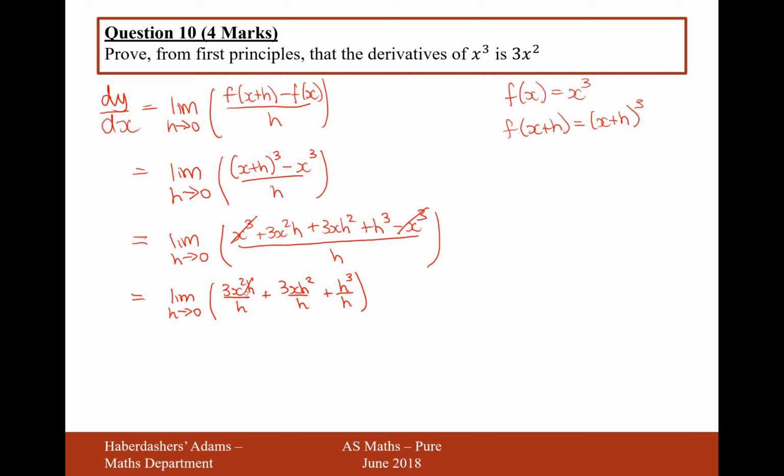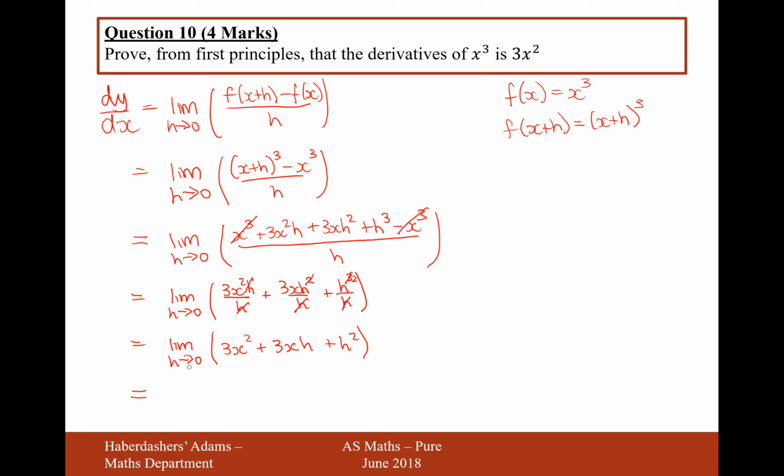Let's now simplify these fractions. So h will cancel out with h. One of these h's will cancel out with that h, and one of these h's will cancel out with that h. So it's just h squared. So it's going to be a limit as h tends towards 0 of 3x squared plus 3xh plus h squared.